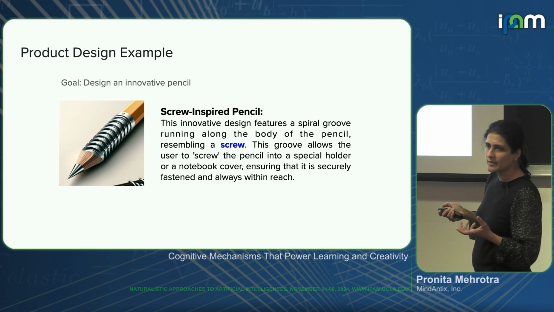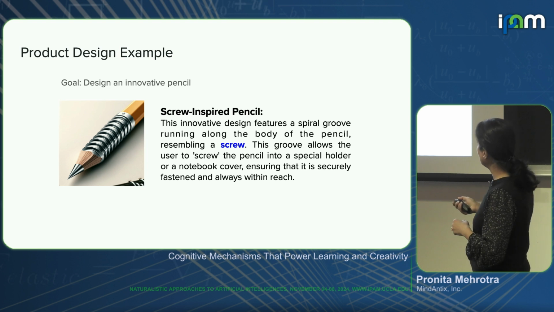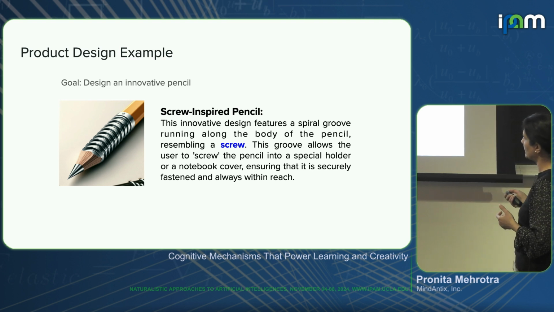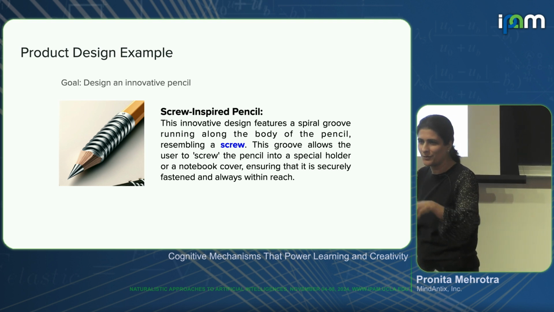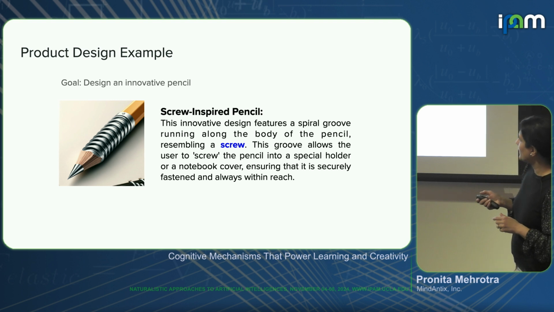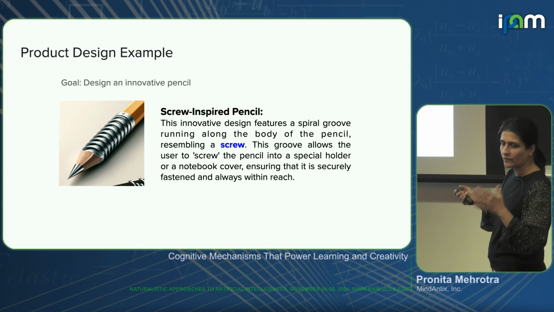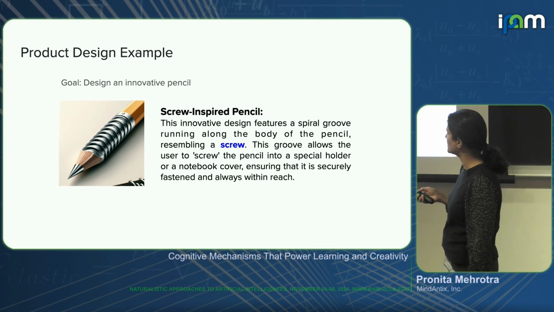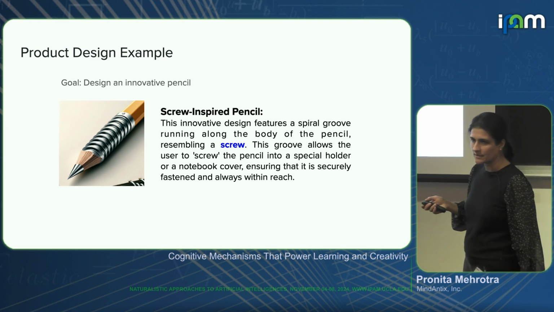So it came up with a screw-inspired pencil, and the idea is that it features a spiral groove that you can use to screw into the hole in a notebook cover or something, so you're not going to lose it. It's always there. So great idea. The picture doesn't make as much sense because they put the groove in the part that gets sharpened. But the human annotators, we didn't give them the images. We just gave them the textual description because a lot of the images didn't make as much sense. It wasn't very good at image generation. So they just looked at this stuff and they said, okay, that makes sense and it's a good idea.